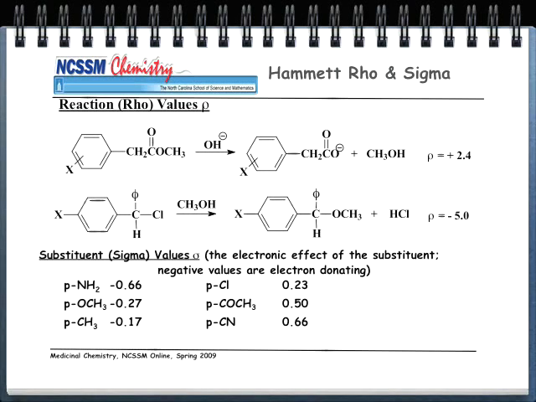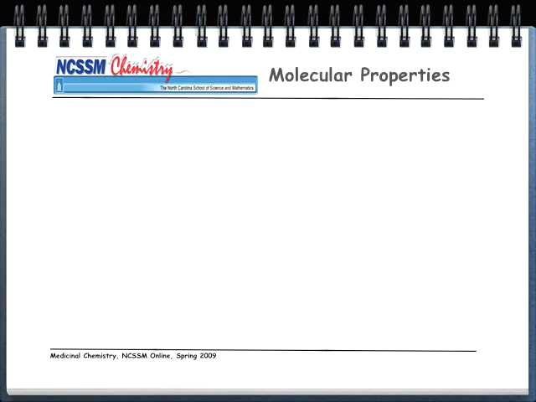And if it's electron withdrawing, that basically means the drug is going to become more acidic. And you had some calculations you did last week where you looked at that a little bit. And we will continue to look at those as we go through the course. Okay, so here's some sample values that come from the literature. And again, this is what Hansch figured out is the values for all of these substituents.